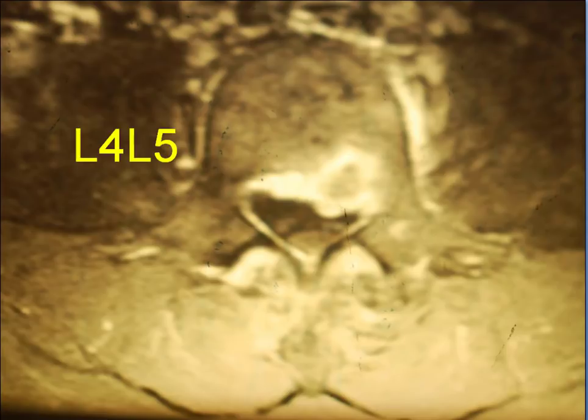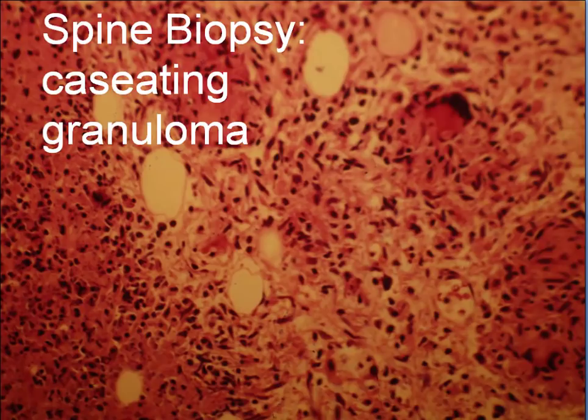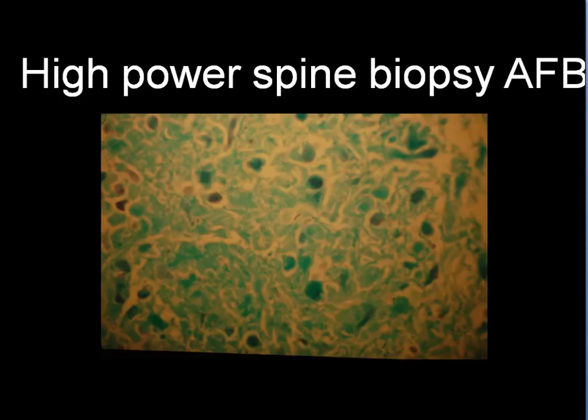Biopsy? Well, she had terrible leg pain. So I did a left L4, L5 laminoforaminotomy biopsy. It turned out she had caseating granulomas, and then when you look deeper, acid-fast bacilli. So this was a case of TB.